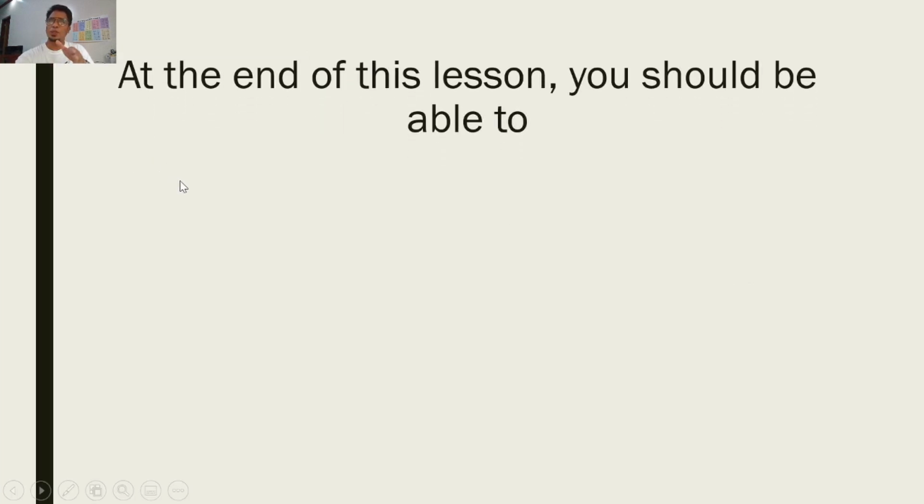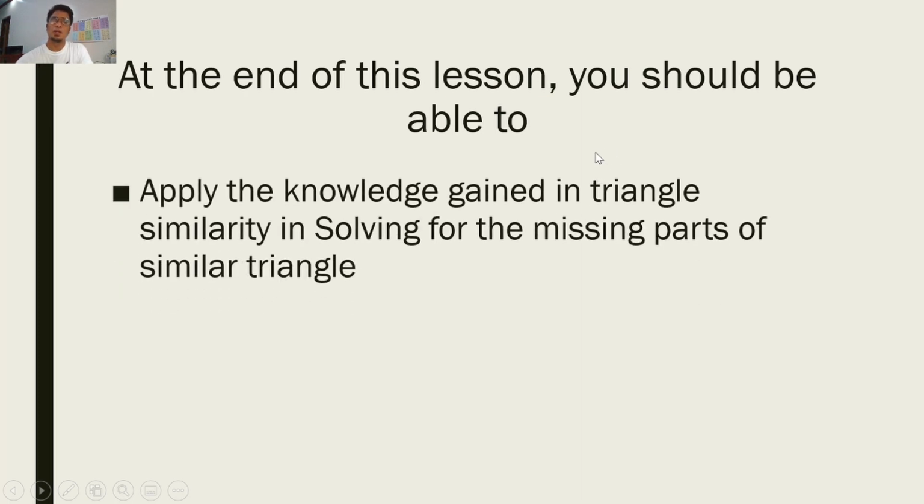Now, as always, we have our aim, and I'm expecting that after the end of this lesson, you should be able to. We only have here now 2 aims for this session. Number 1 is to apply the knowledge gained in triangle similarity in solving for the missing parts of similar triangle. For the past 2 weeks, the topics that we have discussed, I'm expecting that we can apply those knowledge that we have gained dito po sa pagsosolve natin sa missing parts ng similar triangles. Anyway, we will be having the examples also and exercises. So I'm hoping that you will be with us hanggang sa dulo po.